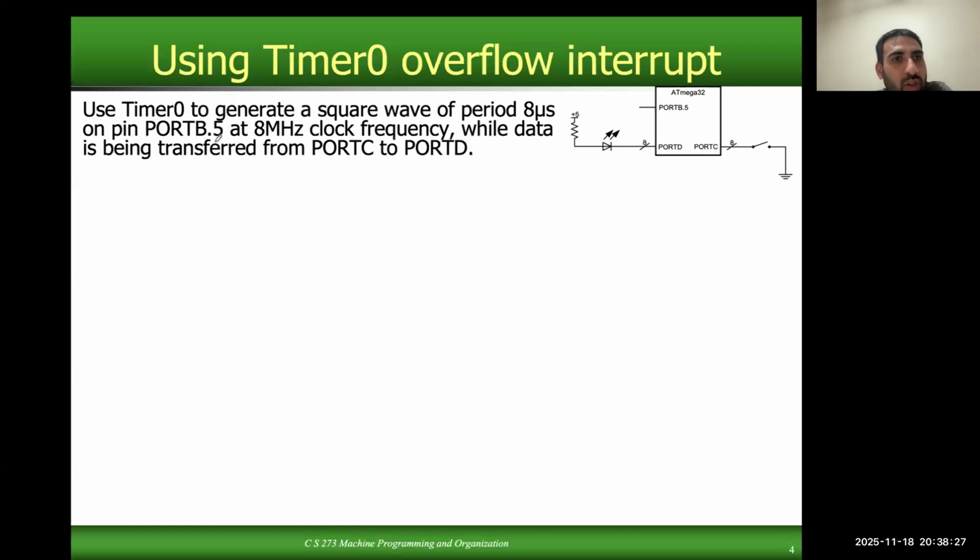So what we want to do in this example is use timer 0 to generate a square wave of period 8 microseconds on pin port B.5 at 8 megahertz. So our clock is running at 8 megahertz, and we want to generate a square wave of period 8 microseconds. Which means that the signal stays high for 4 microseconds and then stays low for 4 microseconds, right?